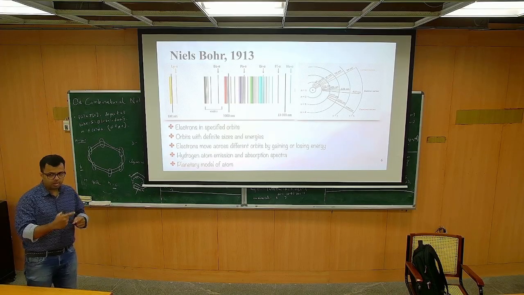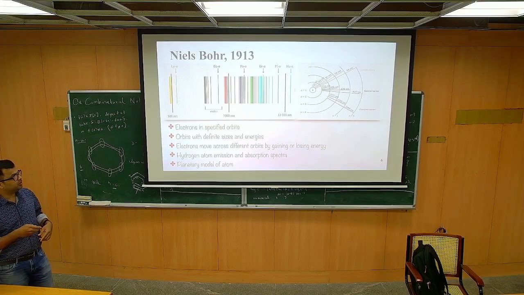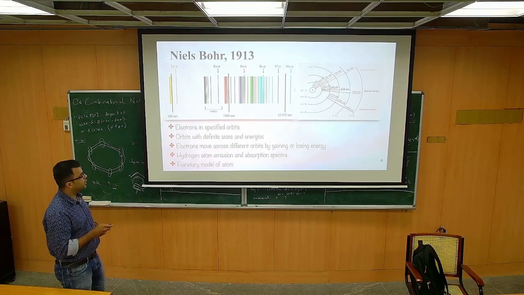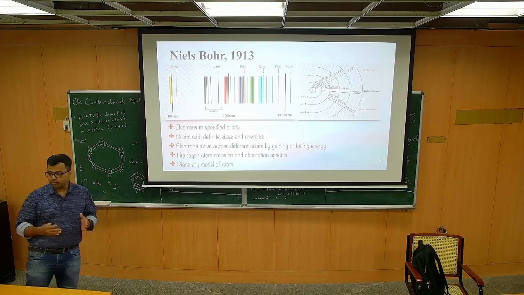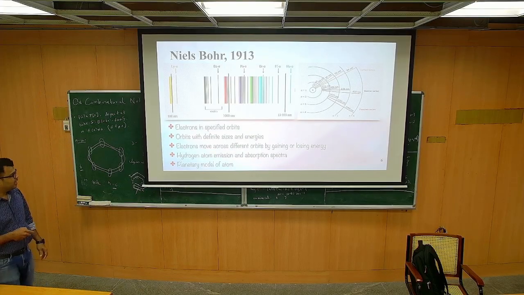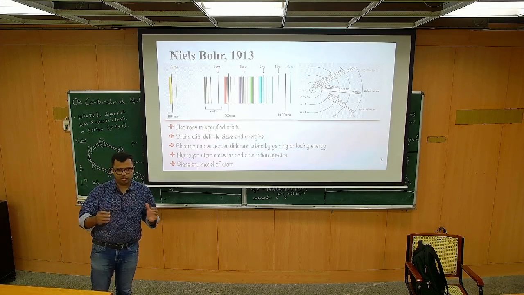And if you compare the energy difference between various of these energy levels, you see that they correspond to various of these spectral lines. So he managed to explain various of these spectral lines that were observed based on the energy levels of the hydrogen atom. And this is what he said. Electrons move in different orbits. They can jump from one orbit to the other by gaining or losing energy, depending on whether it is going to a higher energy level or a lower energy level. And thus he could explain the hydrogen atom emission and absorption spectra. This gives a picture of a sort of planetary model of the atom.